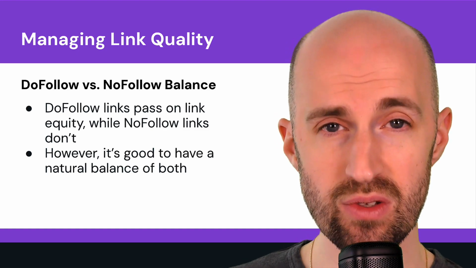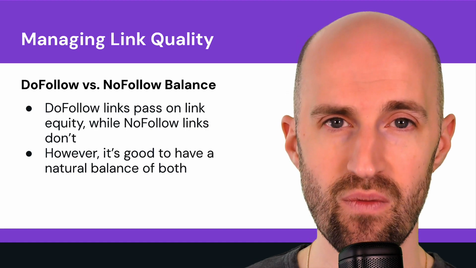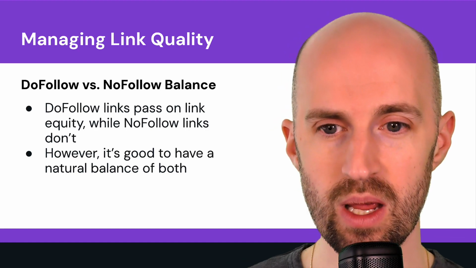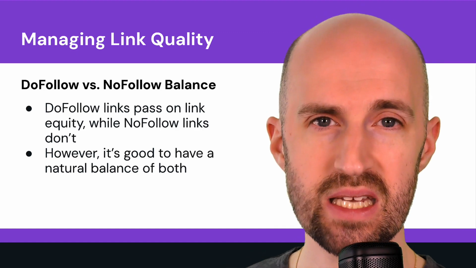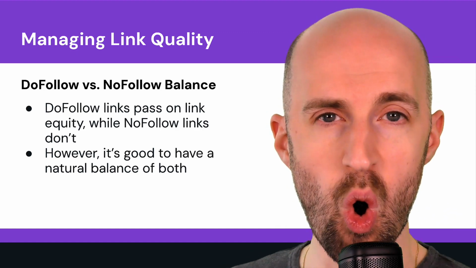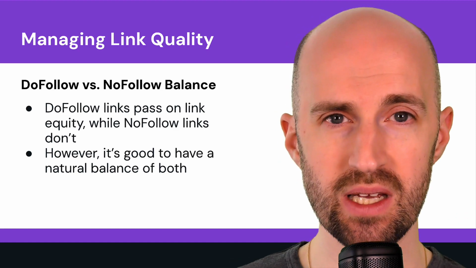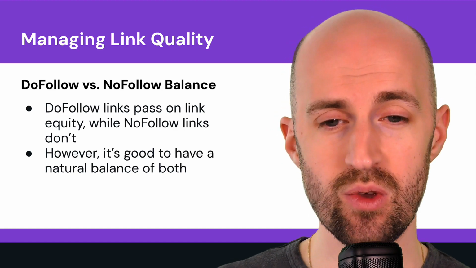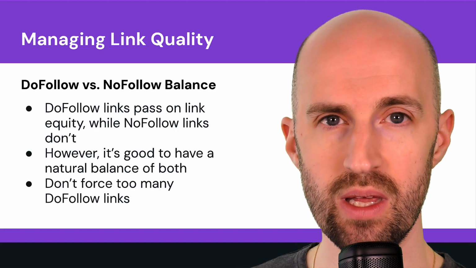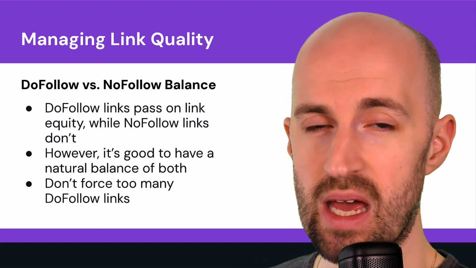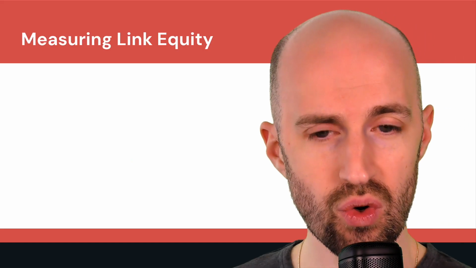Or let's say it's a sponsored post and someone's paid you for it. You don't want to give them link equity. So it's good to have a natural balance of both, because that's how the web works. You don't want to just have all follow links or do follow links. You want to have a good natural balance. So don't force too many do follow links, because that doesn't look natural and it could be a flag to Google.